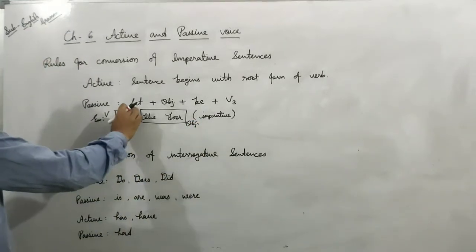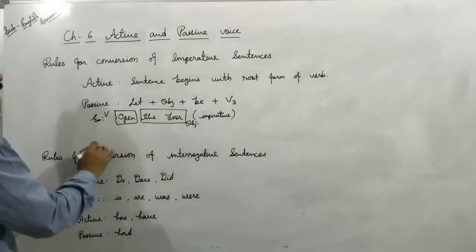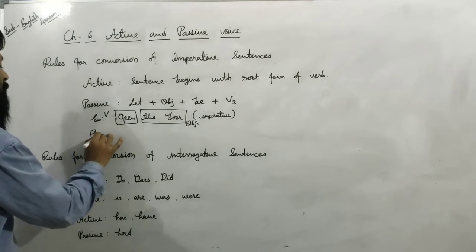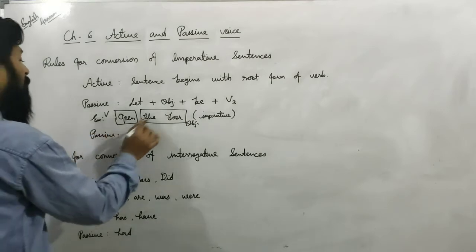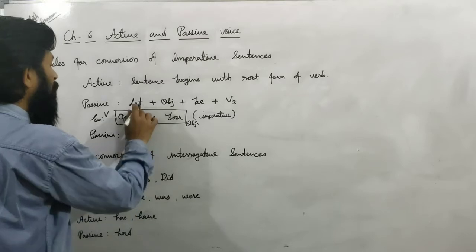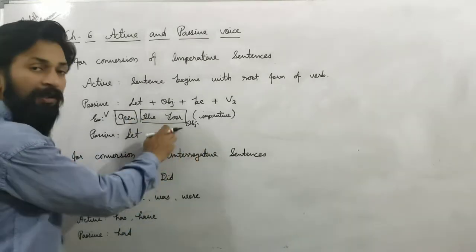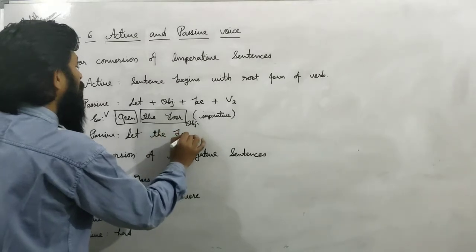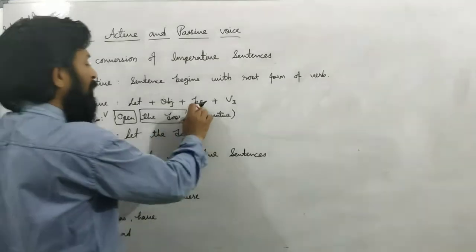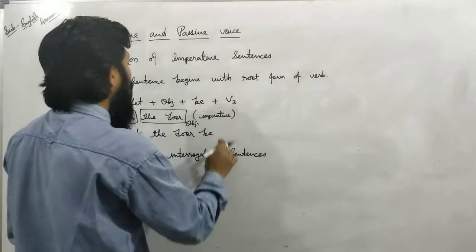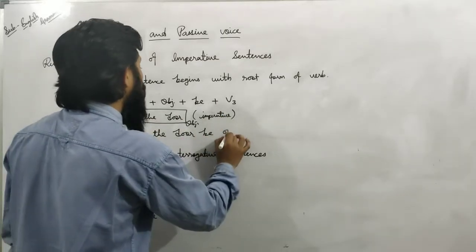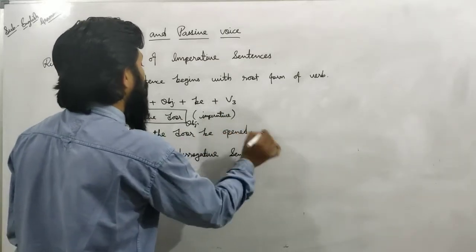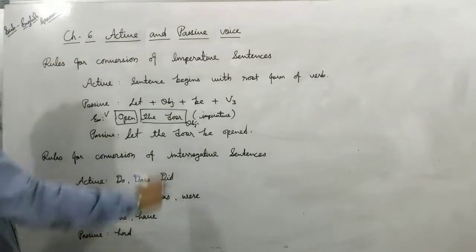So we have to follow this formula: let plus object plus be plus third form. Whenever you change, you have to write like that. At first write let, according to the formula. After that the object, the door. Let the door. After that you also have to write be, and the verb's third form. Open, third form. This is about imperative sentences.